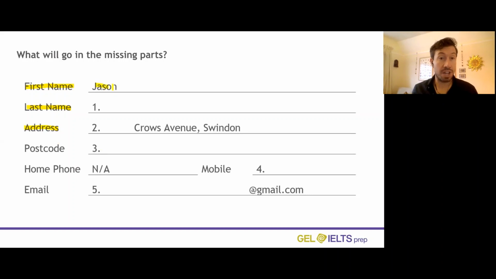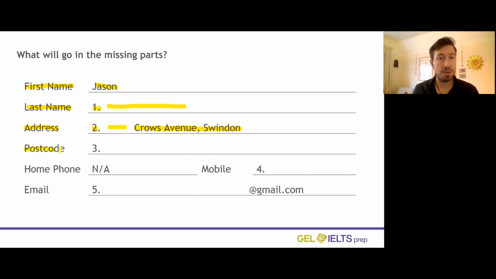So the first name, we've got Jason. Okay, so probably there's nothing here. The last name, we've got just a question. So we're going to need a last name there or a surname there. Then here we've got address, we've got the number, which shows it's the next question. And we've got Crows Avenue, Swindon. Now, this is a town or a city. This is a place in the town or city. And probably here, we will need a number to go there because it's probably someone's house number.